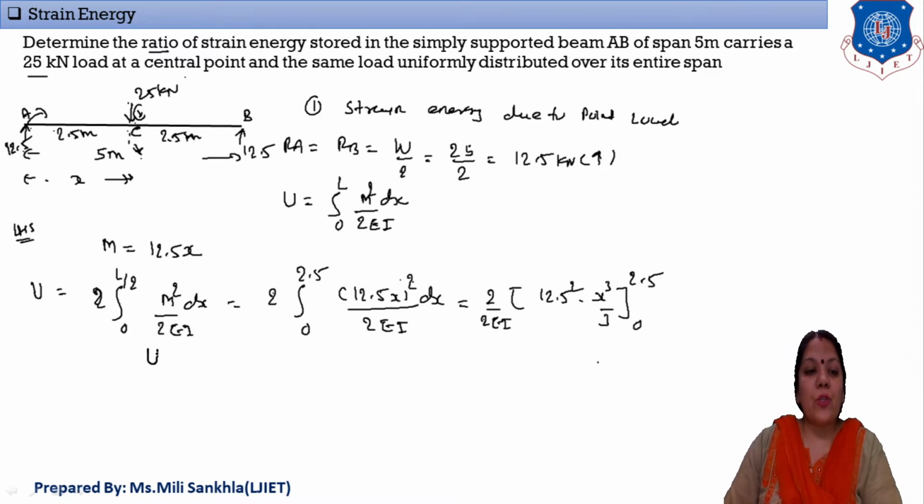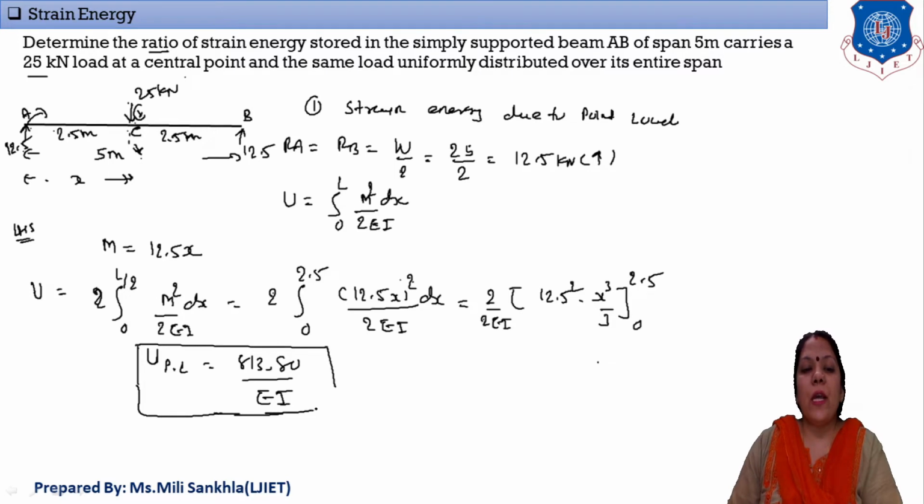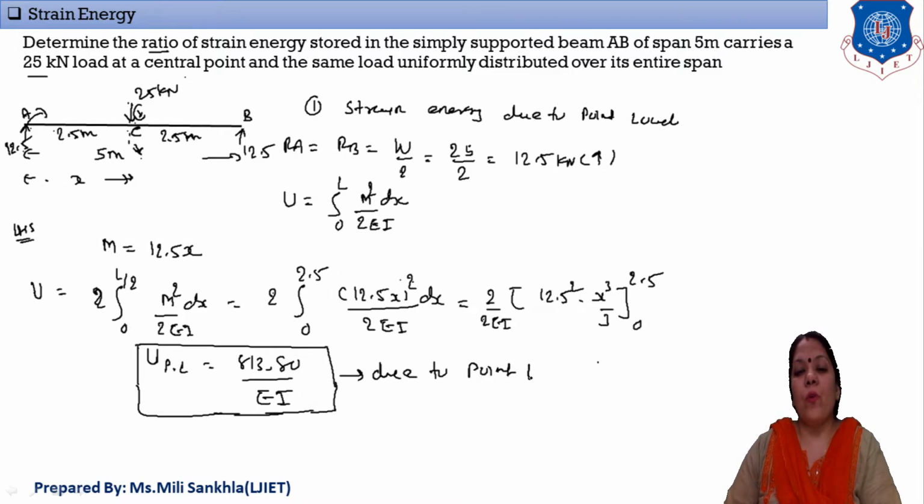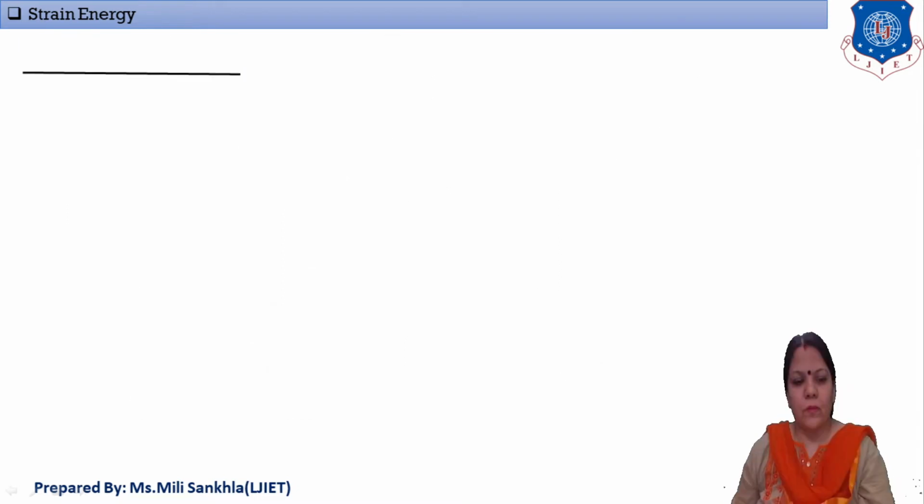Here the strain energy due to point load is equal to 813.80 divided by EI. This is our first result, the strain energy due to point load. Write down here: this is due to point load.